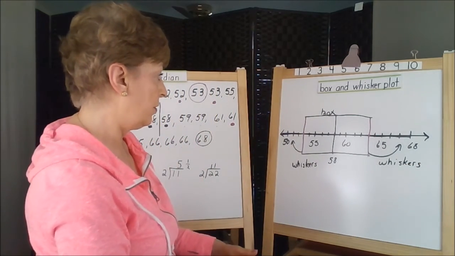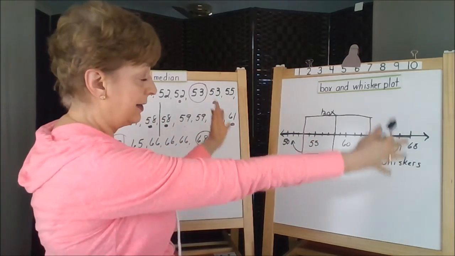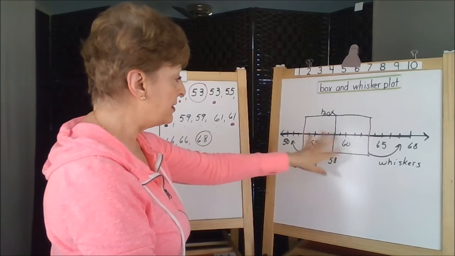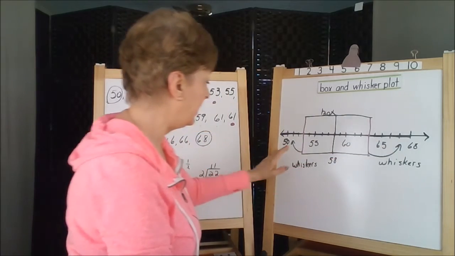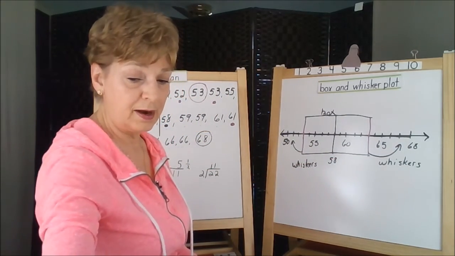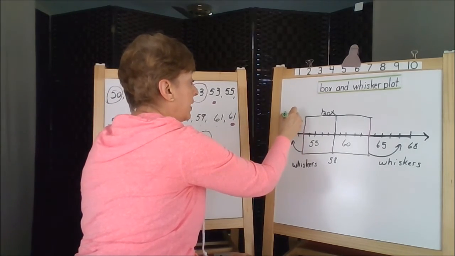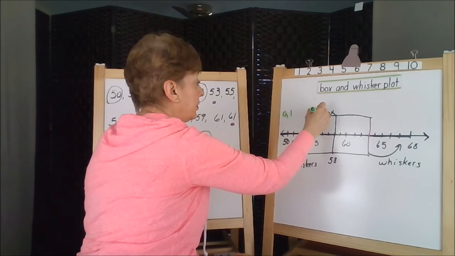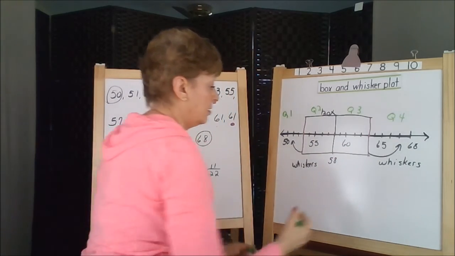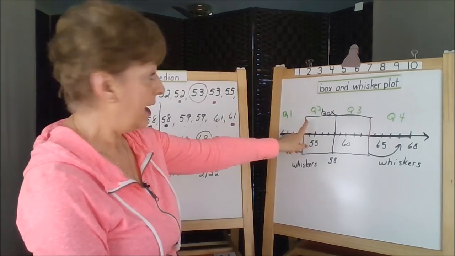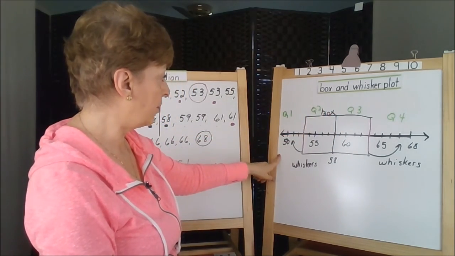And this shows you how the data looks on a number line. You've got 4 positions. This number line from 50 to 68 is divided into 4 separate parts. That's called quartile 1, quartile 2, quartile 3, and quartile 4. So your box has quartiles 2 and 3, those are the middle ones, and the whiskers are quartile 1 and 4.